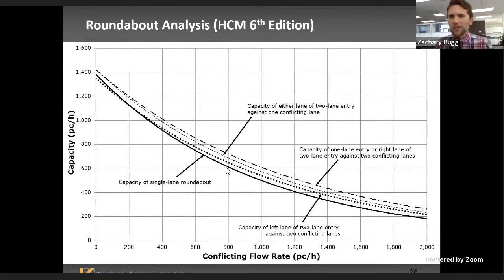I want to focus more on design and conceptually what a roundabout is. But again, a benefit to roundabouts is it's much easier to analyze operationally and to do these computations than with some other forms.